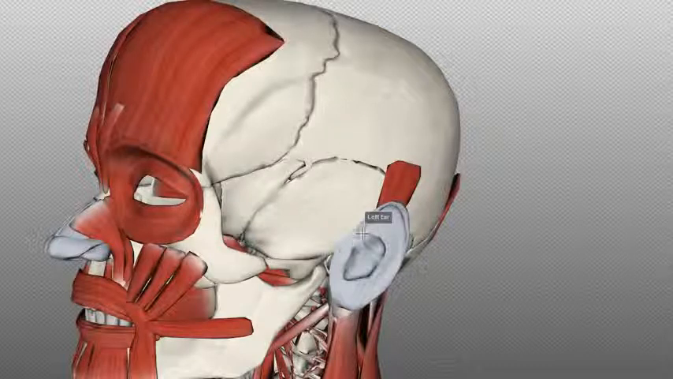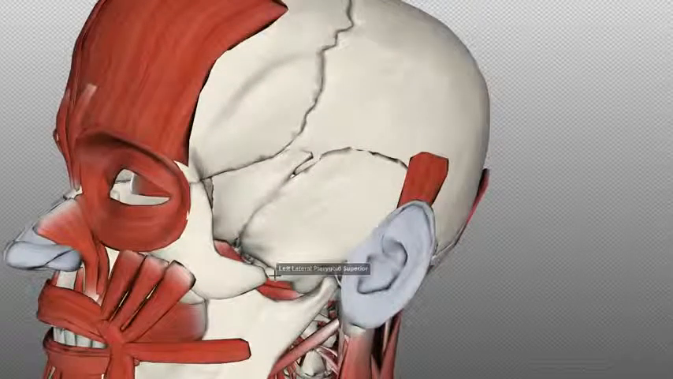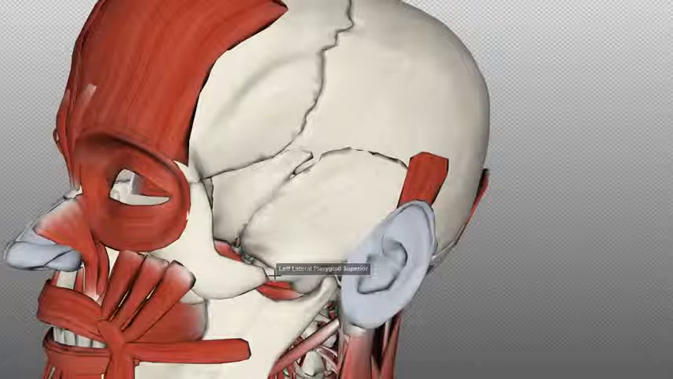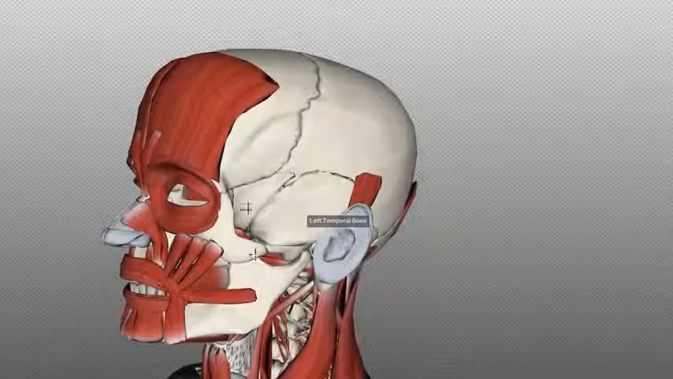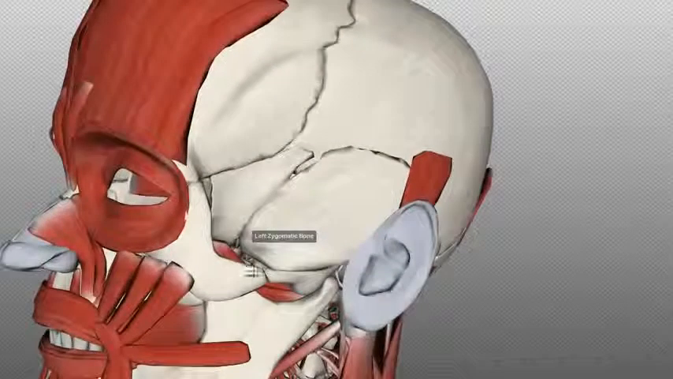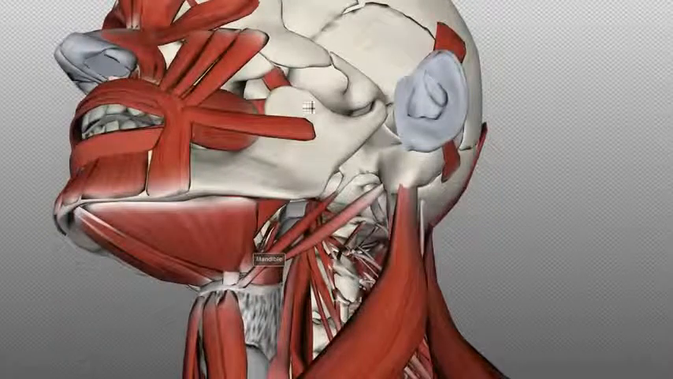And all the muscles of mastication insert onto the mandible, because the mandible is the bone that moves to cause mastication. It's the bone which is involved with chewing. So the temporalis inserts onto the coronoid process of the mandible. So that's this anterior process here. So if we just have a look at that, it just inserts here.